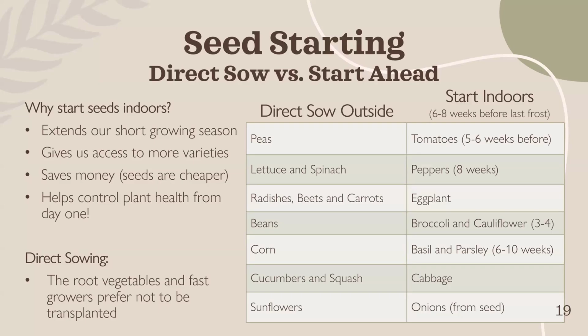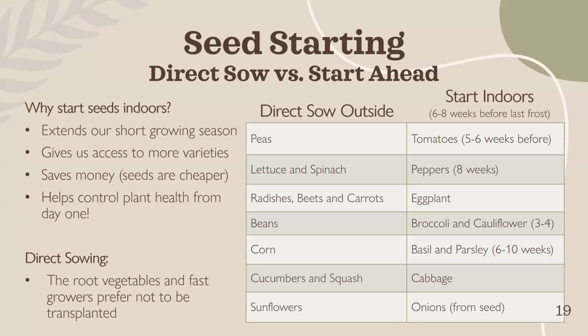So on the right here, I've got this little chart showing just a handful of some examples. Of course, this is not the total varieties, but just some to get you thinking along what different types and families work well indoors versus direct sown out. So the direct sowing outdoors would be better suited for things like peas, lettuce and spinach, radishes, beets and carrots. Could also be beans, corn, cucumbers and squash, and sunflowers. Cucumbers and squash you also can start ahead, but they're strong enough usually to survive being started outside as well.